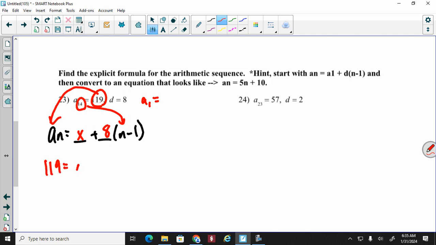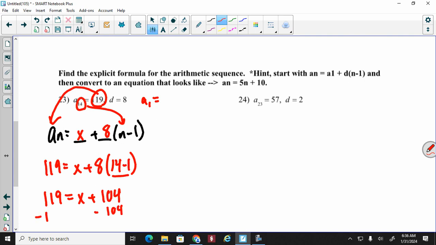So it's 119 equals x plus 8 times 14 minus 1. Now remember, 14 minus 1 turns into 13, so I'm going to go ahead and do plus 8 times 13. Yep, 8 times 13 is 104. Which means after I subtract 104, my first term x is equal to 15. So I now know my first term, which is 15.